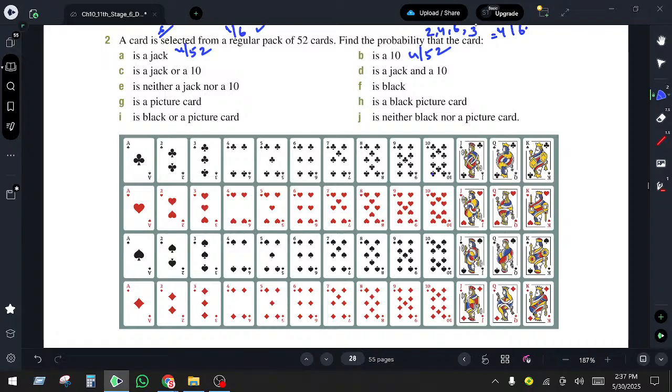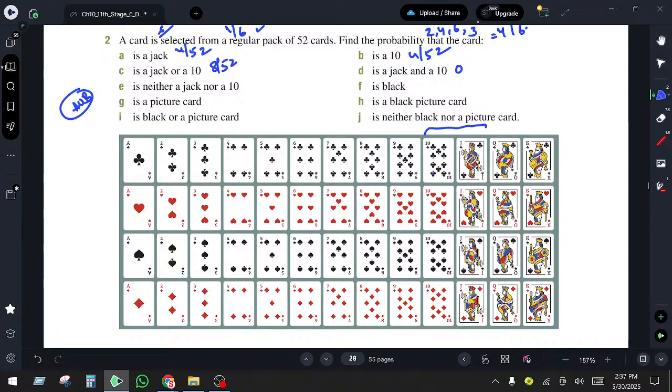A jack or 10? Or means A union B. You have to add up all. How many in total, jack and 10? How many elements are there? 8. So 8 by 52. And means A intersection B. It is 0. Is there any card that is both jack and 10? It is not possible. It is 0.